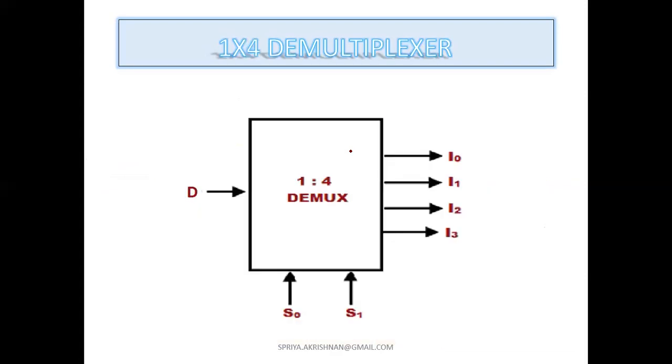Yes. So this is for the 1x4 demux. Again, we have two selection lines because our output is 4, that is 2 power 2. So this 2 in the power means how many selection lines?